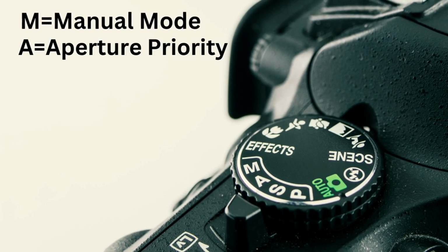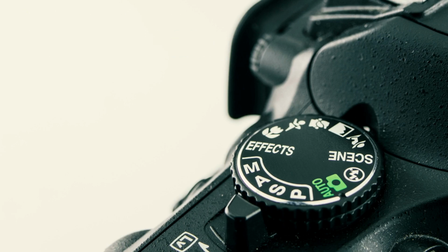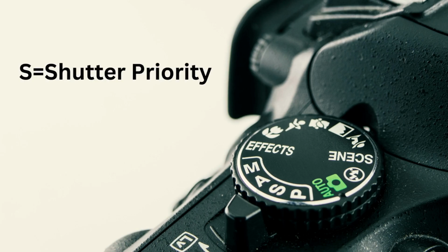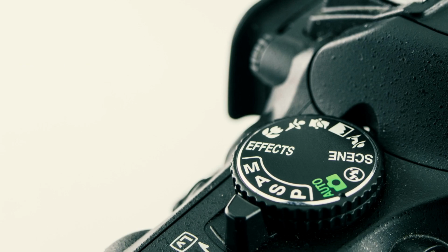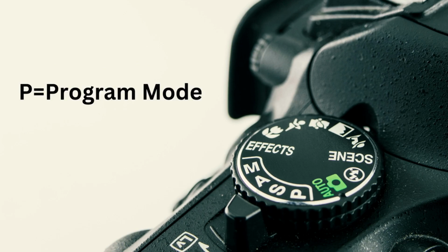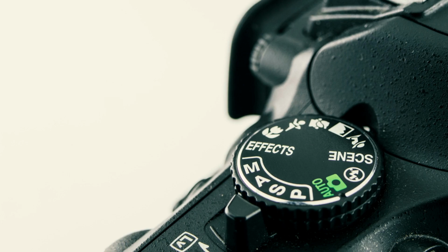Now, A stands for aperture priority. Aperture priority allows you to adjust the aperture yourself while the camera handles the shutter speed and the ISO. S stands for shutter priority. Shutter priority mode allows you to control the shutter speed while your camera handles the ISO and aperture. P stands for program mode, and program mode is very close to automatic mode, but a little bit different because it gives you partial control over the aperture and shutter speed.